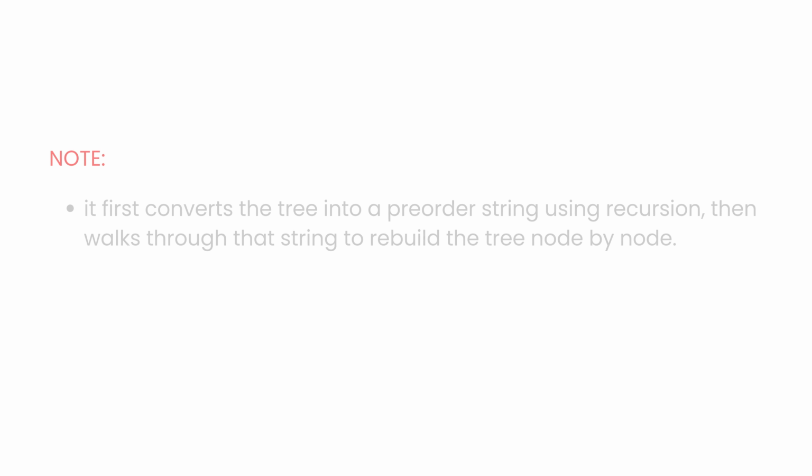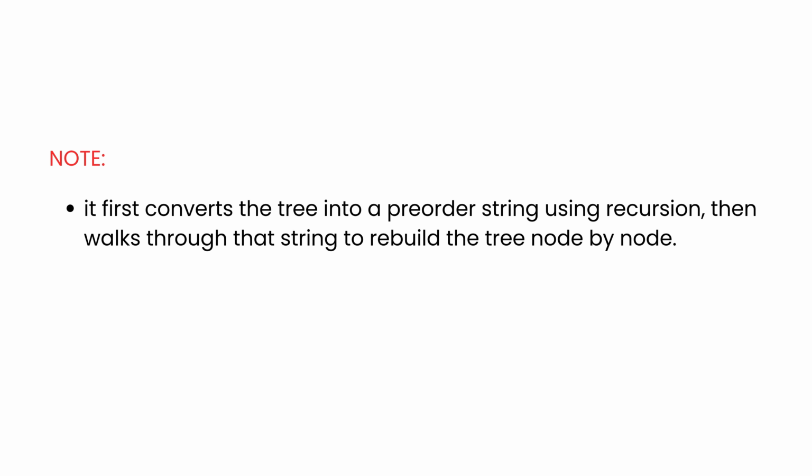Final wrap-up. And that's how this algorithm works. It first converts the tree into a preorder string using recursion, then walks through that string to rebuild the tree node by node. Efficient, simple, and elegant.